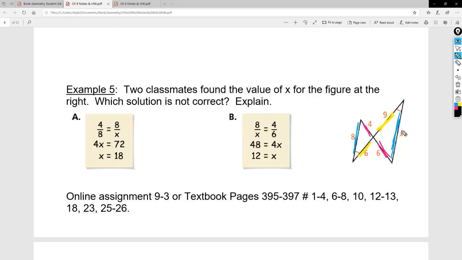As 8 is to x. So they used this 8 here twice. They ended up cross multiplying and getting 8 times 8 is 72, which is incorrect. The 8's wrong, and x equals 18. So obviously A is not correct.